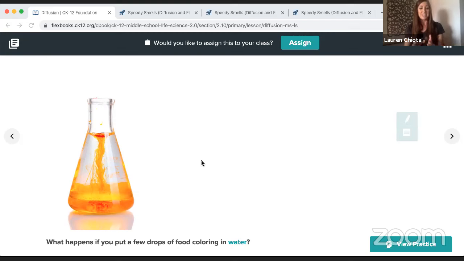Diffusion, by definition, is a process where molecules move from a higher concentration to a lower concentration. The higher concentration is those few food drops that we dropped in initially, and the lower concentration is how it diffused throughout the liquid in this container. This diffusion process is extremely important in cells. It's a very important cellular process.